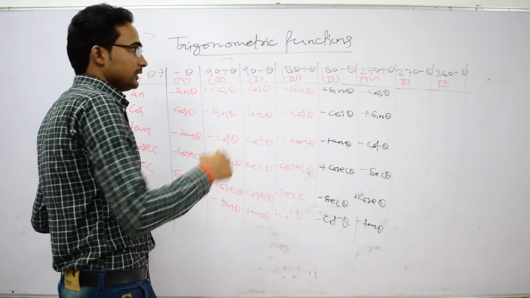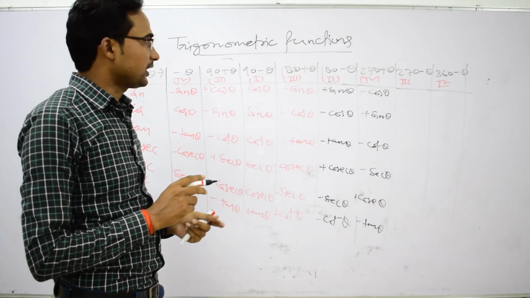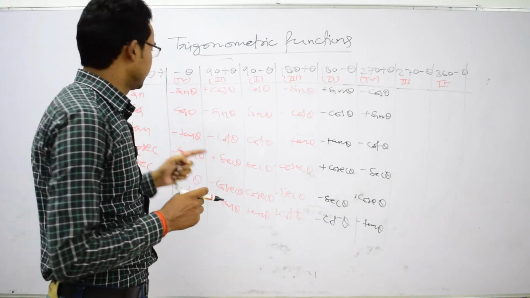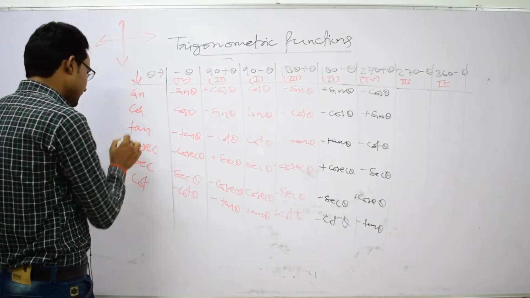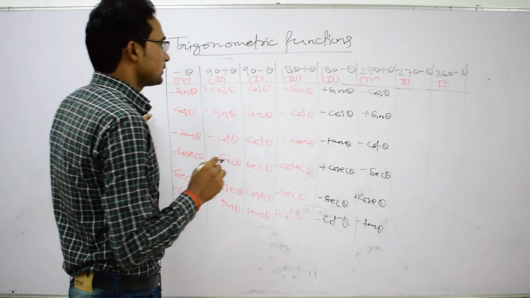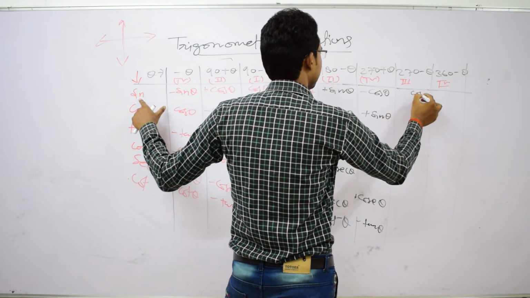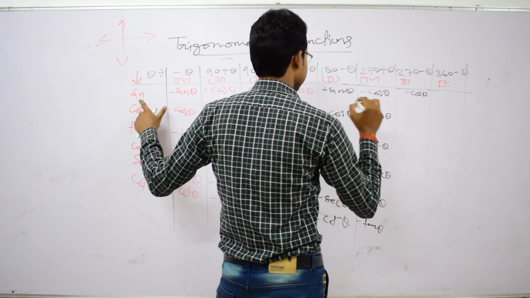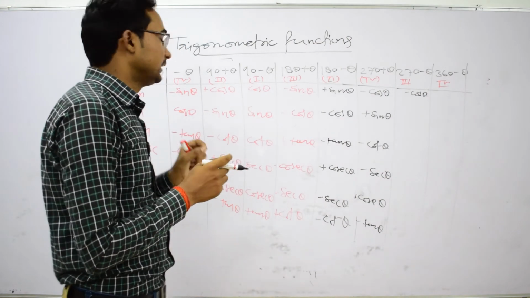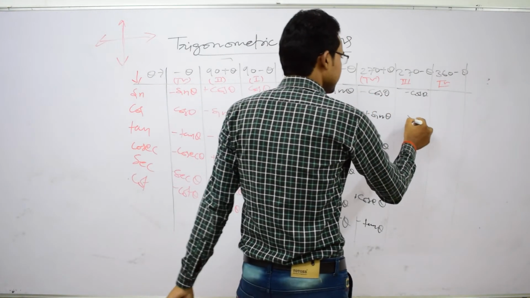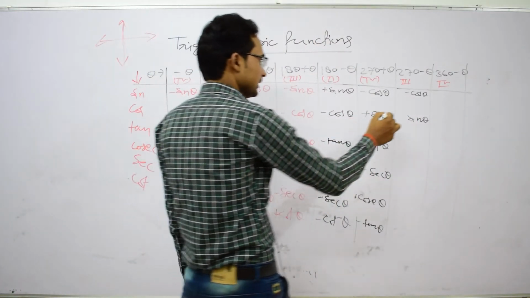Okay, let's look here, the last one, 270 minus theta. So 270 minus theta will be in the third quadrant. In the third quadrant, tan and cot are positive, and the others will be negative. So for tan and cot we write the positive sign. Sin 270 minus theta will be cos theta, and sin will be minus. Cos 270 minus theta will be sin theta, and the sign will be minus, because only tan and cot are positive.